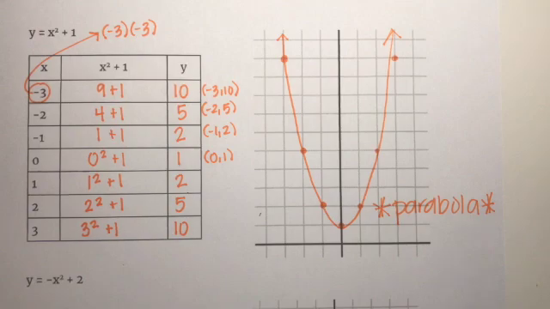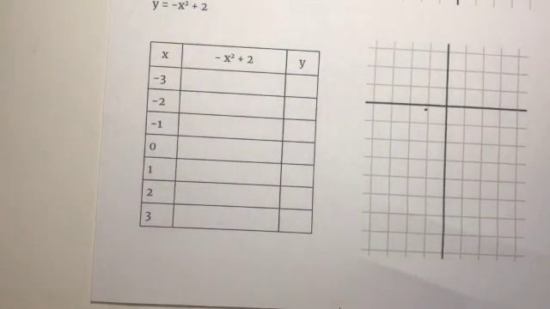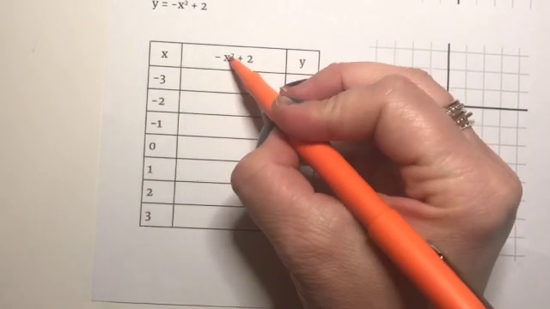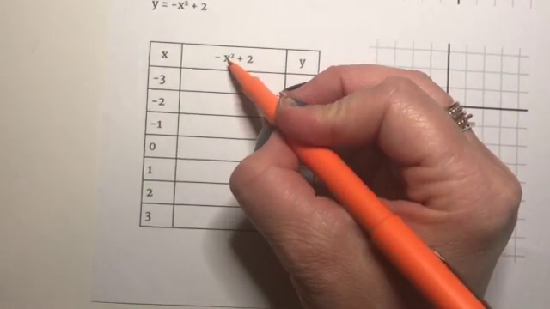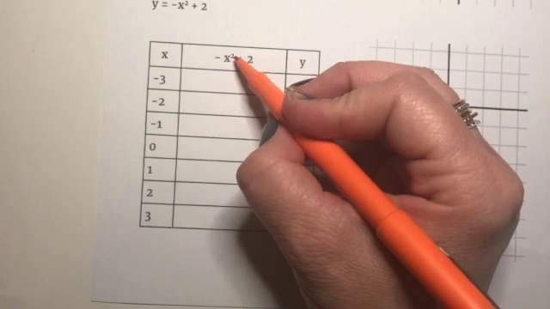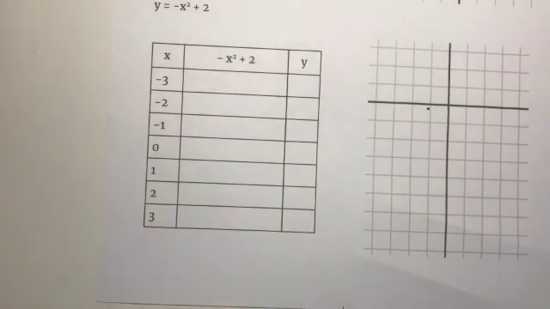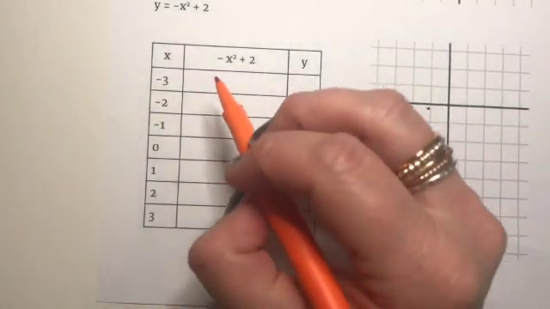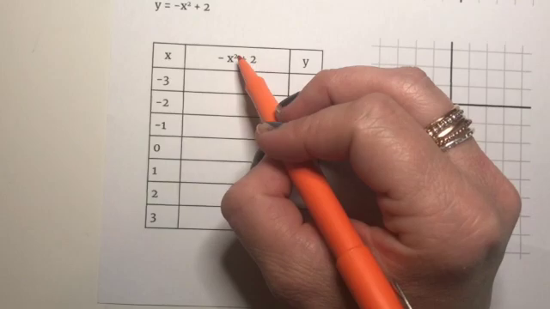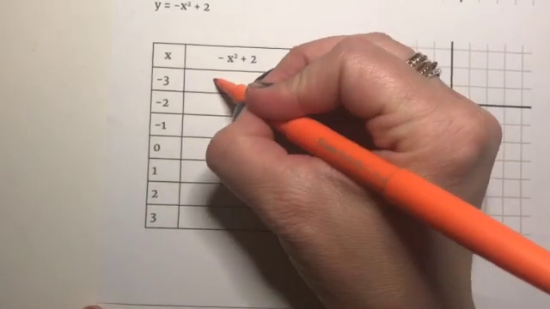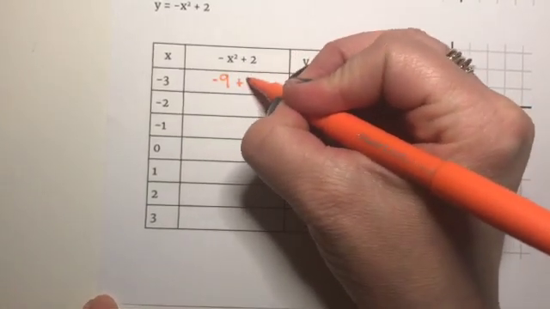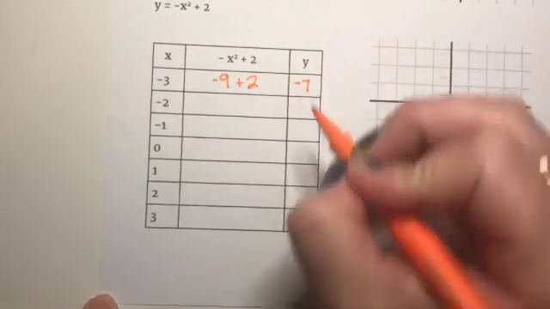Okay, so let's look at another one. This one was a little bit weird because it's like, well, wait, how can I have a negative x squared? Well, essentially what this is saying is the square is only touching the x. So it's like saying square x and then take the opposite of it, right? Negative is just another way of saying the opposite of. So I know that negative 3 squared is 9, but what's the opposite of that? Negative 9. Negative 9 plus 2 is negative 7.